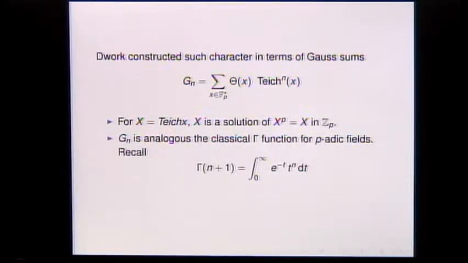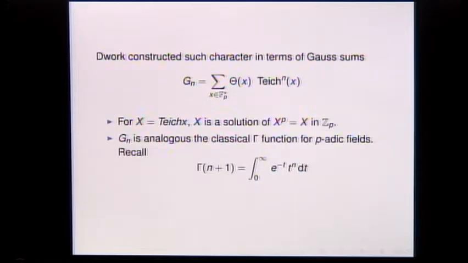So now, how about the character? I don't think there is really time to get into all the details, which I don't even know. I don't understand them very well. But what he did is the following. He constructed the character, this character theta, in terms of Gauss sums of this type. So this is the character. This is a Gauss sum, I'm calling Gn.